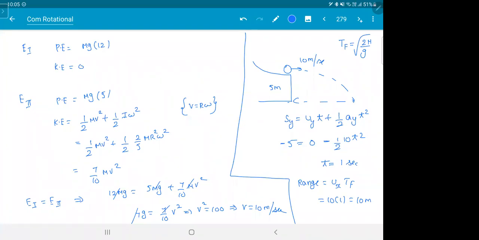Particle is thrown from a building with a speed of 10 meters per second horizontally. The time of flight is root 2h by g. In case you don't remember, you can still derive it. S is ut plus half at square. Put it down, have a look at this. Any step you didn't get, please ask me.